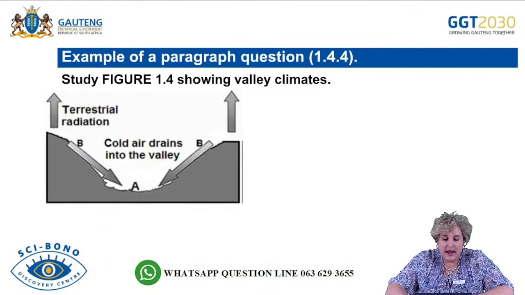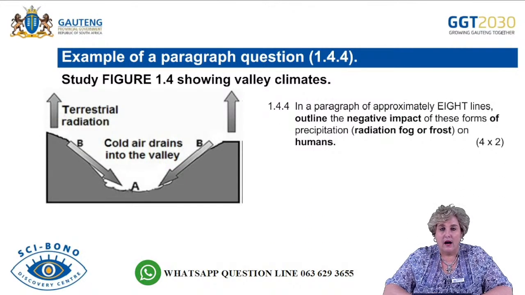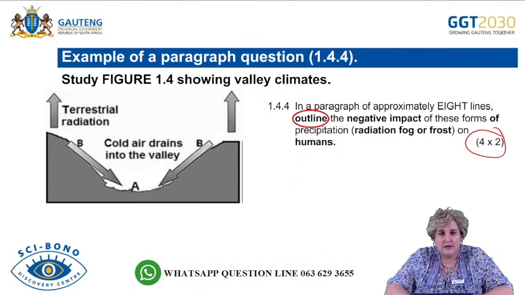Let's look at another question. And here is my high order question, a paragraph that you must write, and here you can get 8 marks. In a paragraph of approximately 8 lines, outline the negative impact of these forms of precipitation on humans. Now, first, let us take this question and take it apart. What is the word? I've got outline. Outline is the verb. That is what is expected from you.